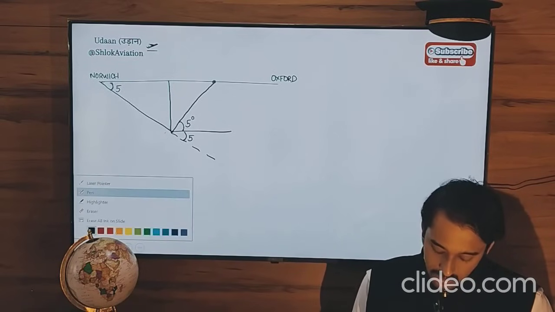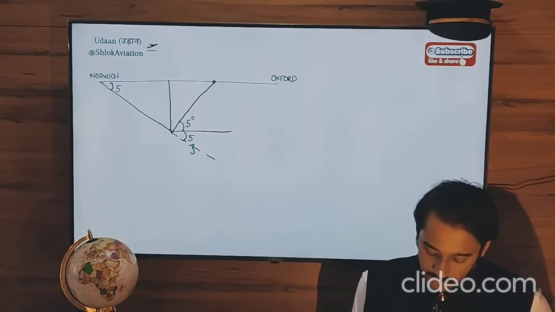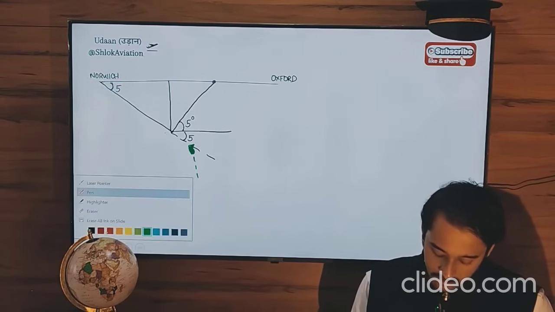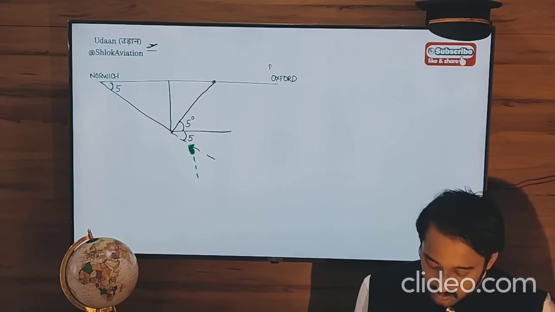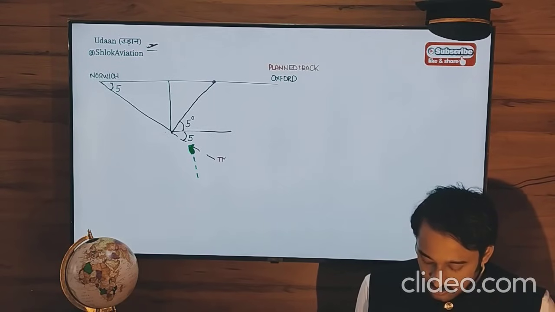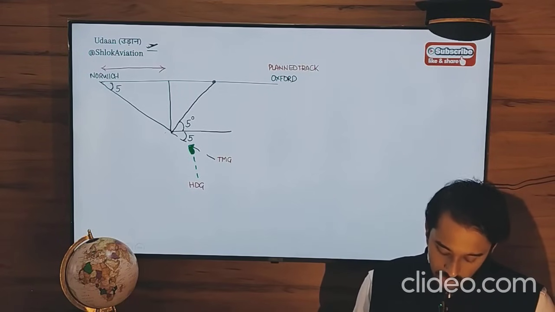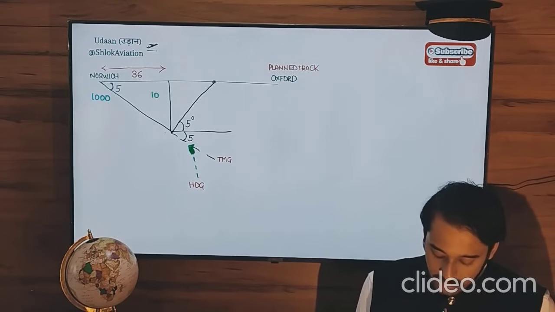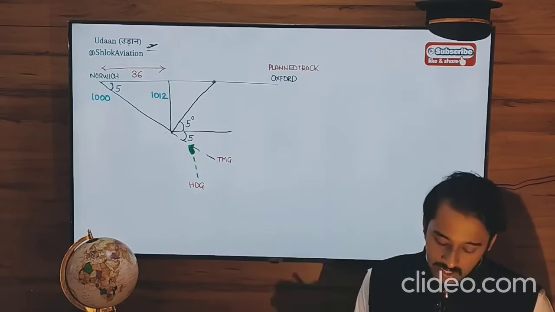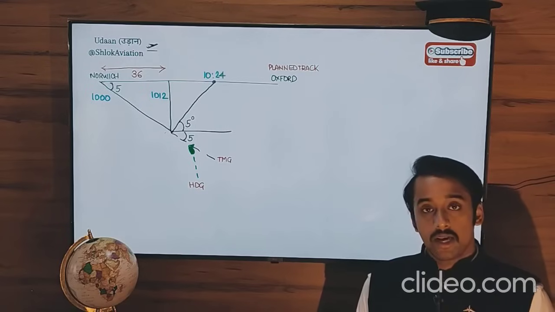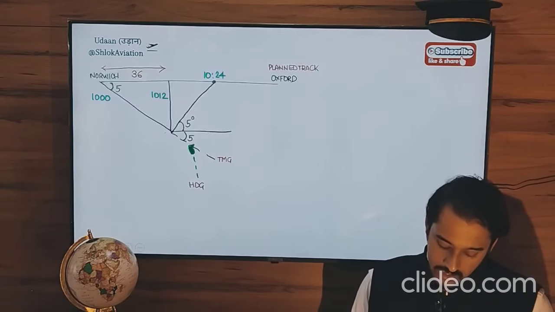So now the heading of the aircraft is somewhat like this. Let's label the diagram. This is your planned track. This is your track made good. This is your heading. Okay, right? And this distance is a total of 36 nautical miles. The timings given are 10 o'clock, 10:12, and you regain the track at 10:24. Okay, so this distance will be how much?